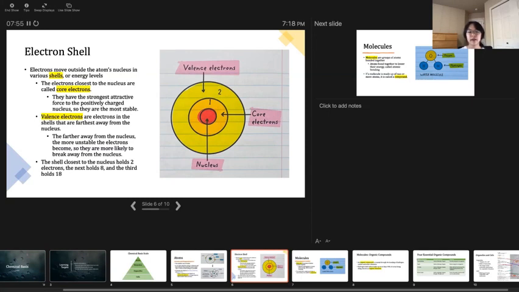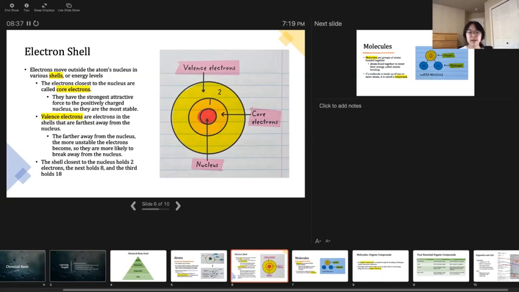The sun basically keeps every planet inside with the power of gravity. The closer you get to the sun, the stronger the pull of gravity, and the farther you get away, the less force of gravity you will feel. That is basically what's happening inside an atom. The electrons closest to the nucleus are called core electrons, and they have the strongest attractive force to the positively charged nucleus because, like I said before, opposite charges attract. And so they are the most stable, which means that they have the least amount of energy.